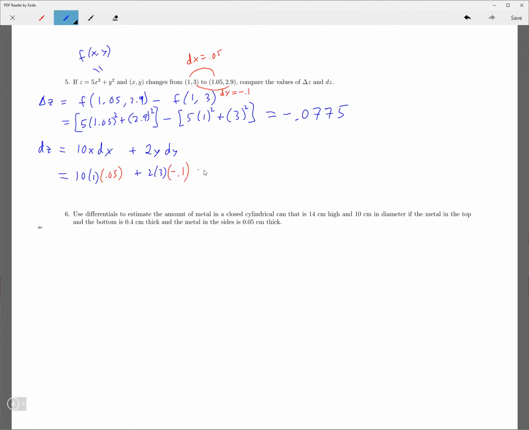Okay, so you calculate what that is. So 10 times 0.05 minus, that's weird, I get a negative 0.1. Okay, and WebAssign agrees. Okay, so there's your two answers right there.